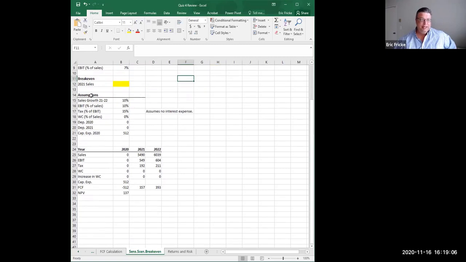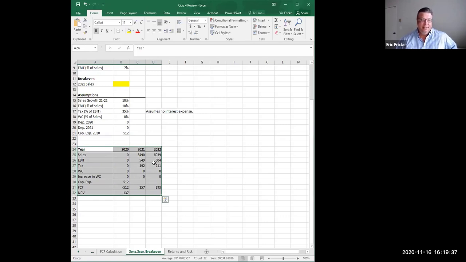So here are the assumptions that I put into the spreadsheet. We've got sales growth, we have EBIT, tax. I've made depreciation and working capital equal to 0 just to make it easier to build the spreadsheet. And then here's capital expenditure in 2020. And then all this is already built into the spreadsheet. And the numbers down here represent the expecteds.